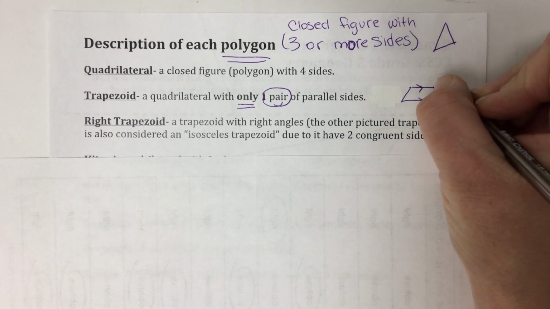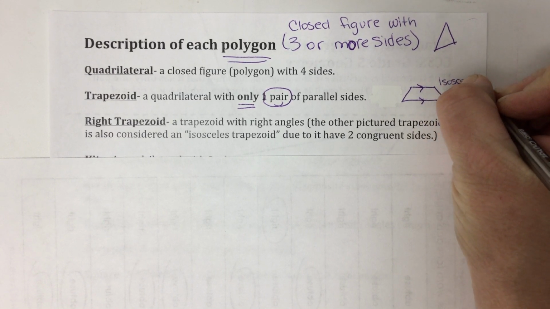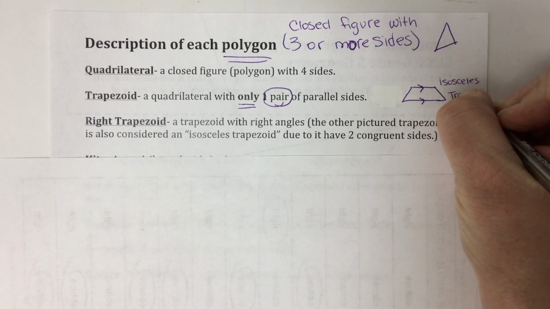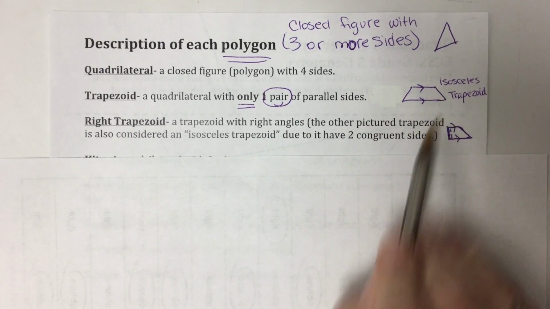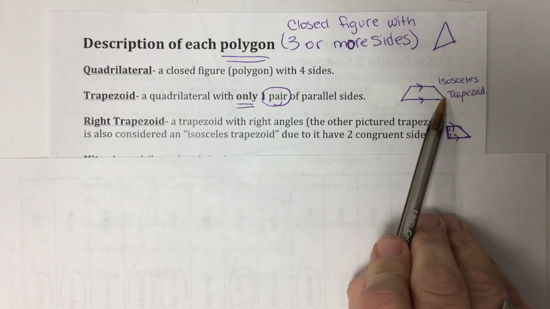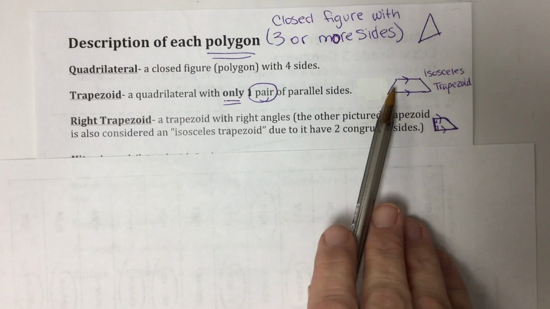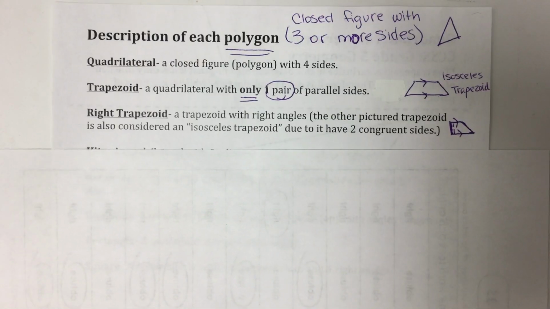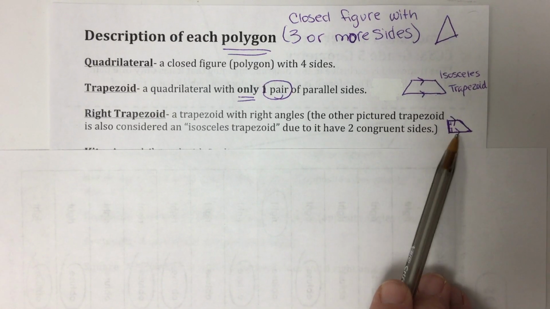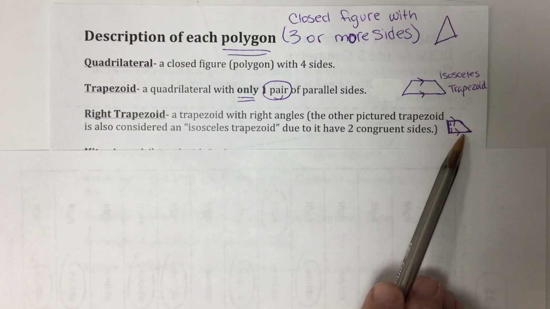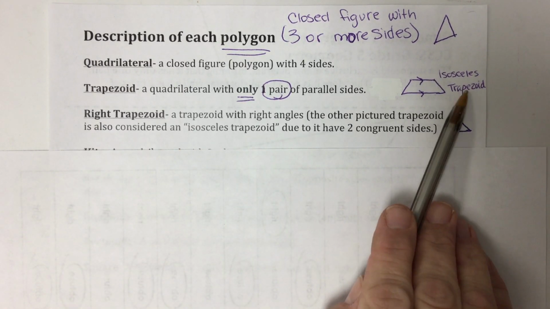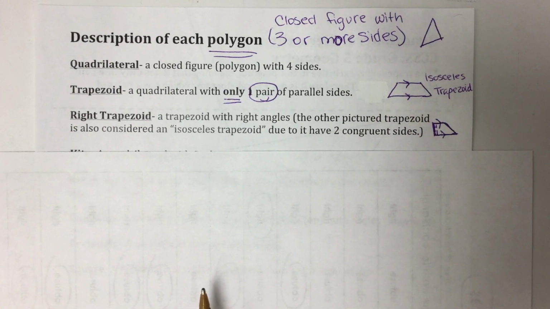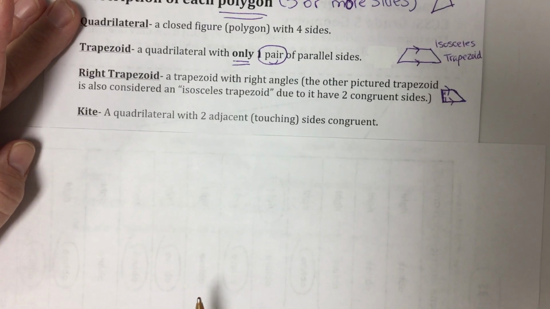This could also be called an isosceles trapezoid because these 2 sides are congruent. 2 sides the same. Remember, if it has at least 2 sides the same, it is an isosceles. So it could also be called an isosceles trapezoid. So trapezoid, isosceles trapezoid, right trapezoid. Make sure you're writing these notes in and drawing these figures, and you need to add this to your notes also.